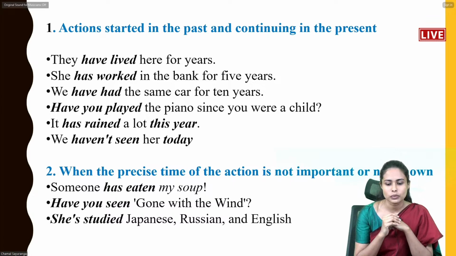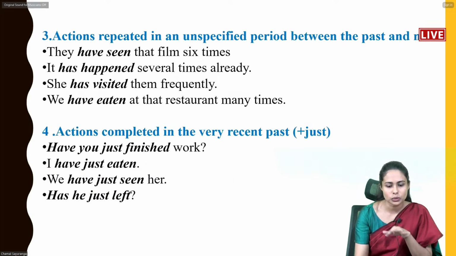When the precise time of the action is not important or not known, we are focusing only on the result. Someone has eaten my soup, right? We are focusing on the result. Have you seen Gone with the Wind? She has studied Japanese, Russian and English. These are just examples.